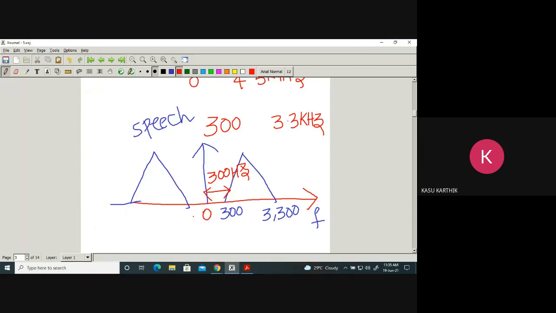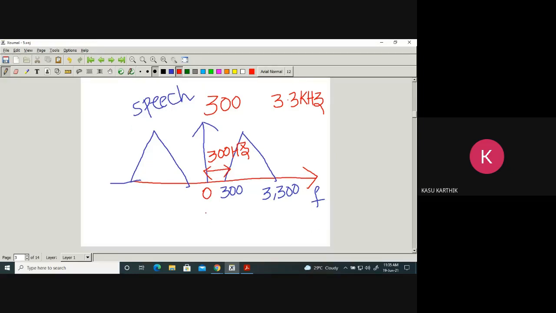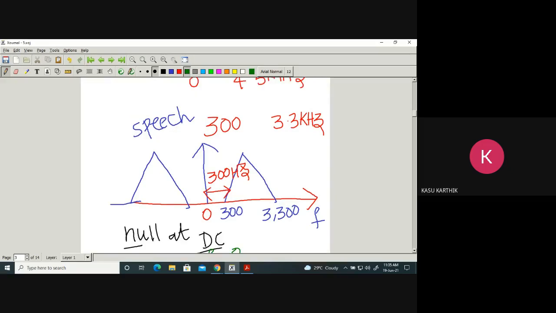If the baseband spectrum has no power at the origin, then there is no problem. Why? We call it a null at DC. Null means 0. DC means what frequency? 0 frequency. At 0 frequency, there should not be anything. It should not have any power or any significant components. It can start from some low frequencies, but at 0 it should not have anything.